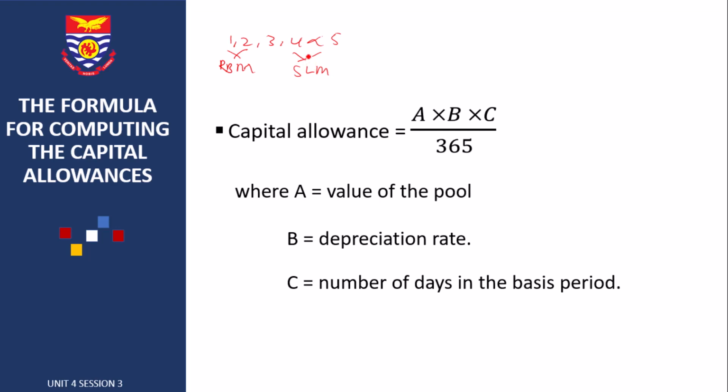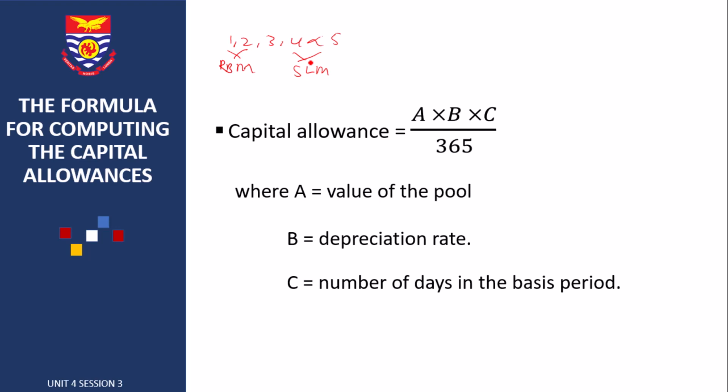We are also told that classes 1, 2, and 3 use the pooling system, or the assets are pooled together. With the pool system, the individual assets lose their identity. So we can only talk of the depreciable value of the pool and not the depreciable values of the individual assets in the pool. Depreciable assets are placed into separate pools for each class of assets, and capital allowance is granted for each pool for a year of assessment.